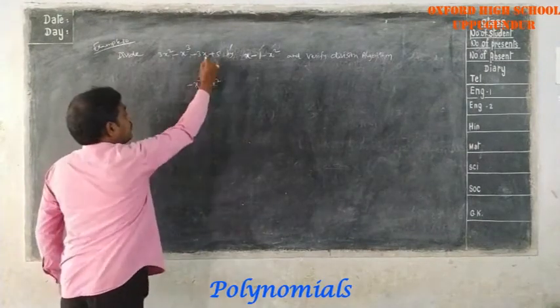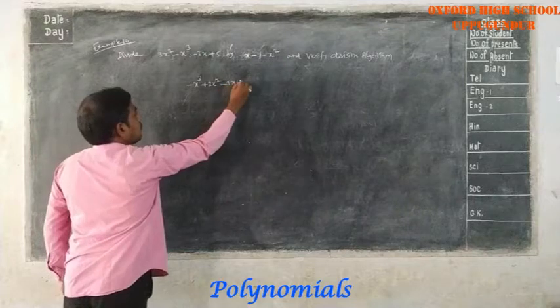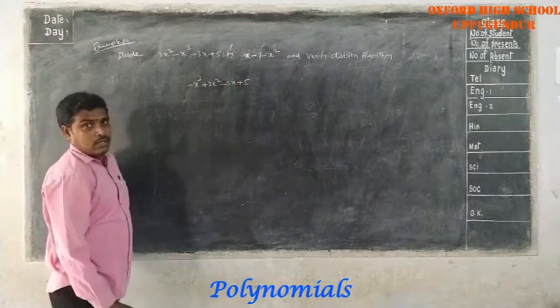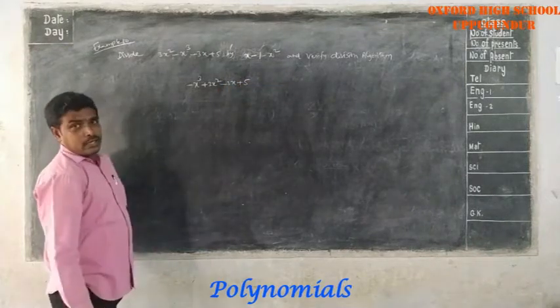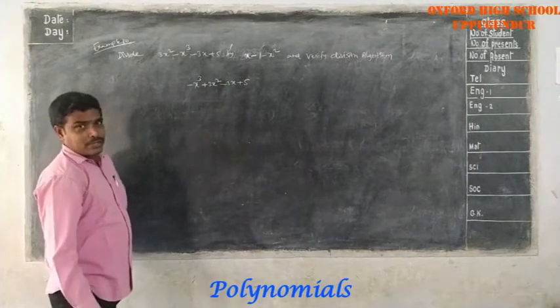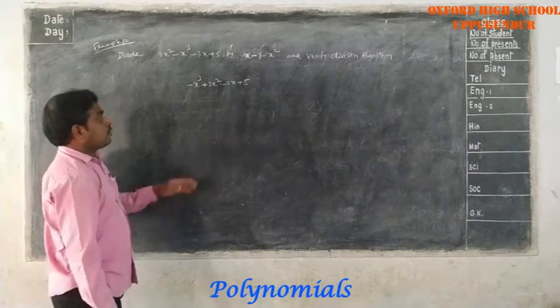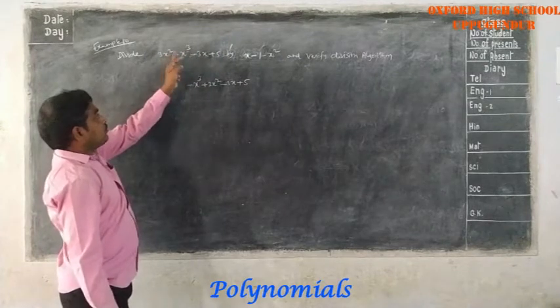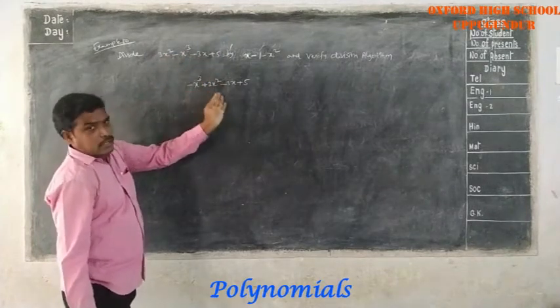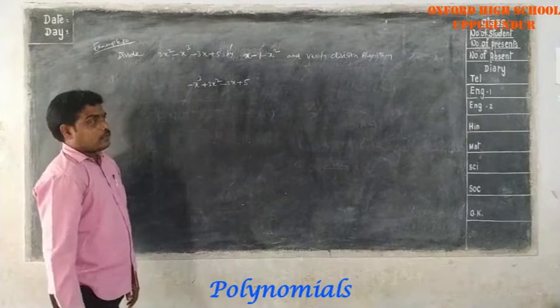Next, degree 1, minus 3x plus 5. Based on the descending order of their degree. Descending order means highest to lowest. So the highest degree is 3, next 2, next 1, next 5. Based on that order you have to write.